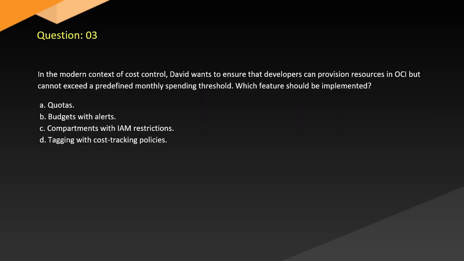Question 3. In the modern context of cost control, David wants to ensure that developers can provision resources in OCI but cannot exceed a predefined monthly spending threshold. Which feature should be implemented? A. Quotas. B. Budgets with alerts. C. Compartments with IAM restrictions. D. Tagging with cost tracking policies.